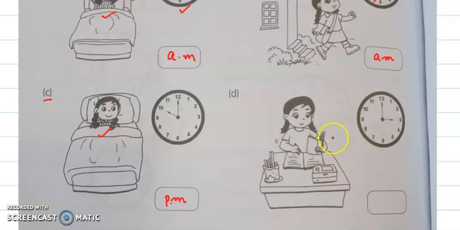Here the girl is sitting on the work desk and doing homework. You can see she is writing the given schoolwork. It is 3 o'clock. Now there are two 3 o'clocks, one early in the morning before Fajr, and the other after the school, after the midday. So this 3 o'clock is in the PM slot. So I will write PM.